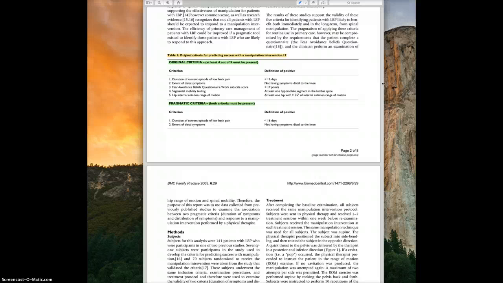So what they decided to do was tease down the original criteria to 2 predictors, essentially, which looked at the duration of current symptoms of lower back pain, which were less than 16 days in duration, and looked at the extent of distal symptoms, not having symptoms past the knee. And basically what they were saying was that the patient presented with these 2 criteria from a pragmatic approach, and we applied a trial version of spinal manipulation, the prognosis was highly favorable.